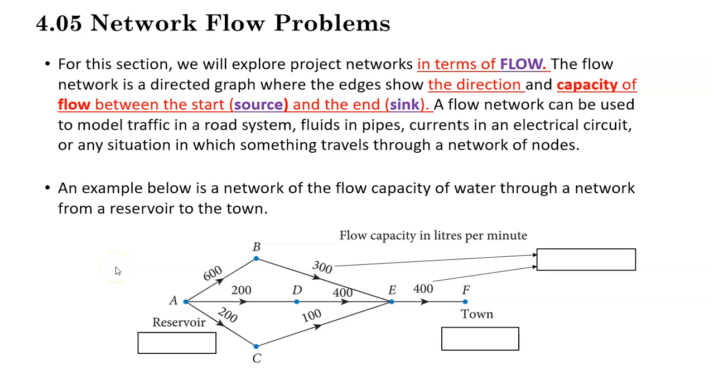Alright, so welcome everyone. We are going to learn the network flow problems. What are we going to learn in these network flow problems? The main objective is to find a feasible flow through a flow network that obtains the maximum possible flow rate. That means you want to find in the graph what is the maximum flow.